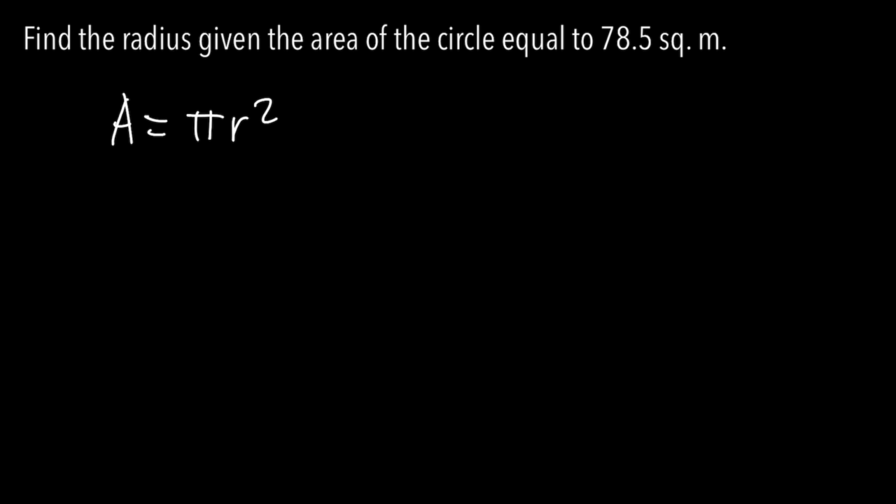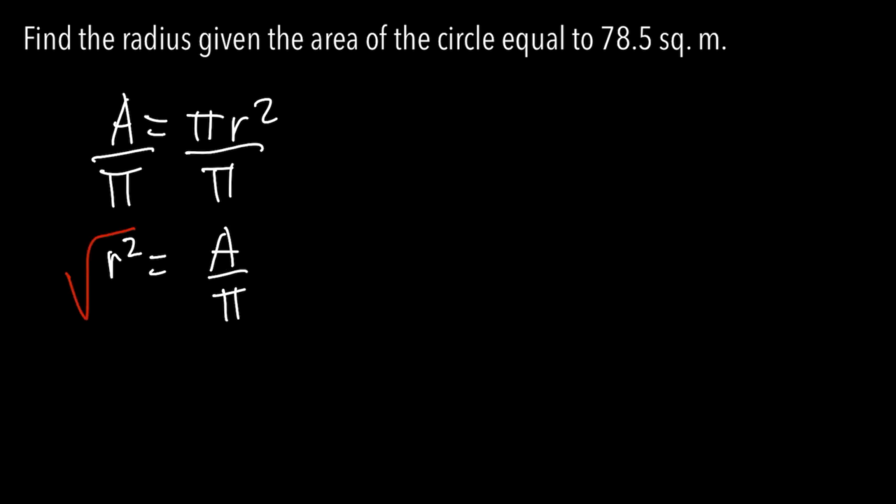So we're going to isolate that. So we're going to divide both sides by pi, and we'll be left with r squared is equal to A over pi. Then we're going to square both sides. So r is equal to the square root of A over pi. So this will be our working equation.